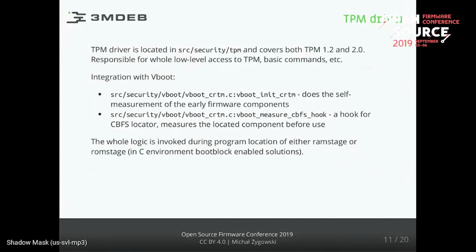And there is also a vboot measured CBFS hook function in the vboot_SRTM, which is a hook that during an executable component execution invokes a hashing algorithm, which calculates the hash of the component and then extends it to the PCR before it is executed. And the whole vboot logic starts at a program location. Typically, it is RAM stage or ROM stage when we have a platform that supports the early boot.